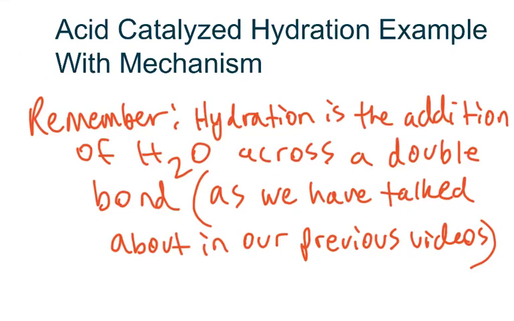Alright guys, welcome back to Underground Science, and in this video we're going to be going over an example with the mechanism of an acid catalyzed hydration reaction. Remember, hydration is the addition of water across a double bond. In this case a double bond, because that's what we're talking about in this video. We've been talking about hydration in the previous videos, so let's jump right into an example.